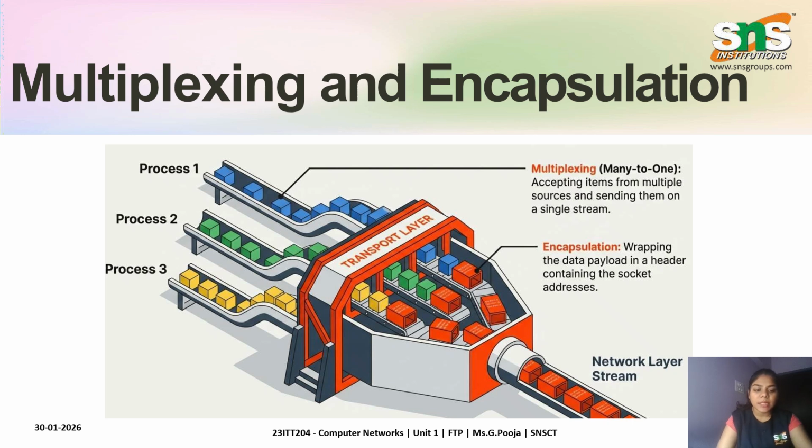So this is called multiplexing. Multiplexing is bringing multiple processes into the network layer stream. In simple words, it means combining the data from multiple apps and sending it together efficiently. And at the receiver end, it separates them again. Encapsulation is wrapping the data payload, that is the actual data, in a header containing the socket address.